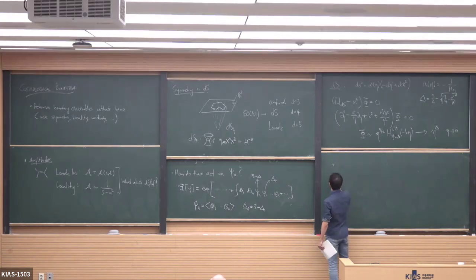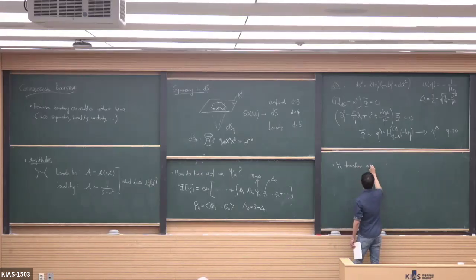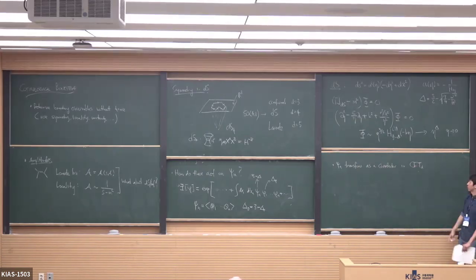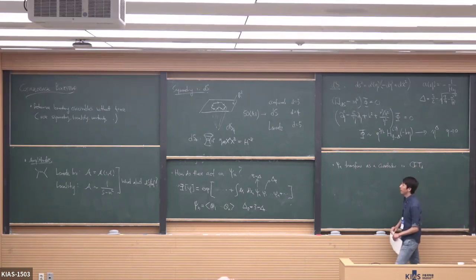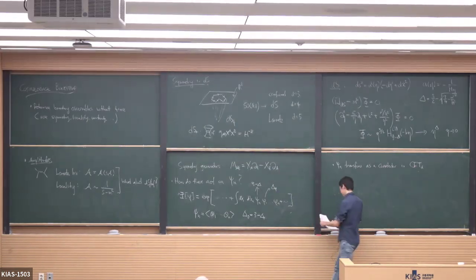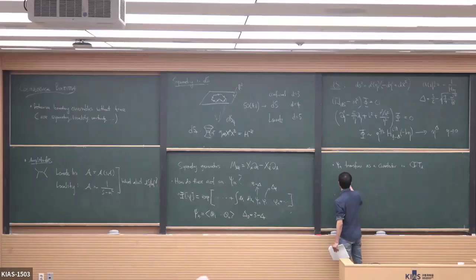So it turns out that psi n transforms as a correlator in a d-dimensional conformal field theory, that is, conformally invariant, with the dimension of the operator given by this. And it satisfies this constraint.